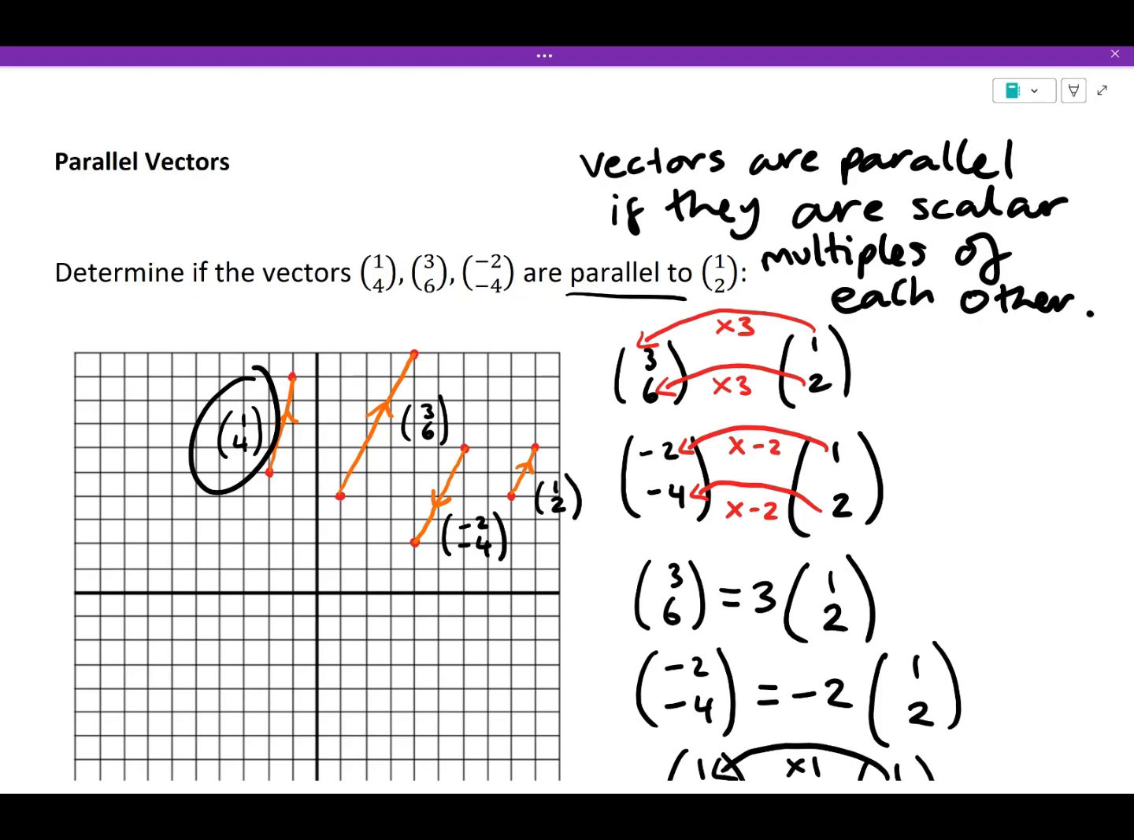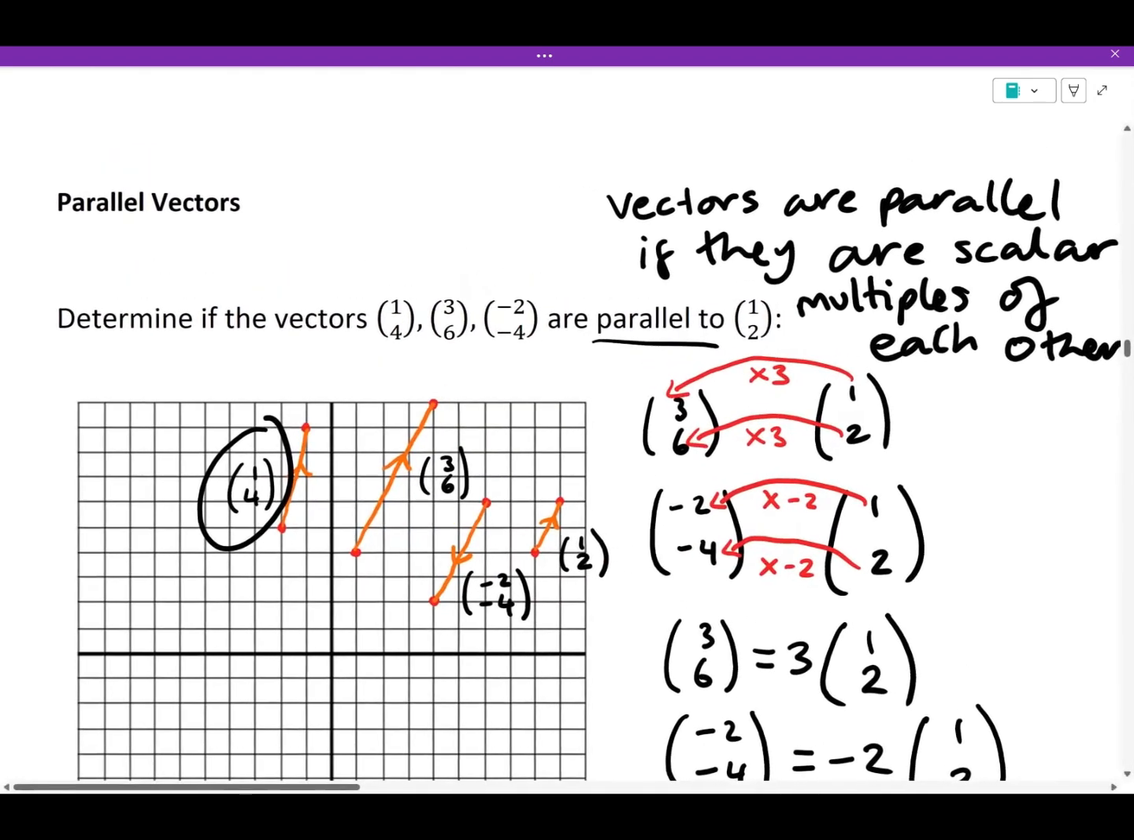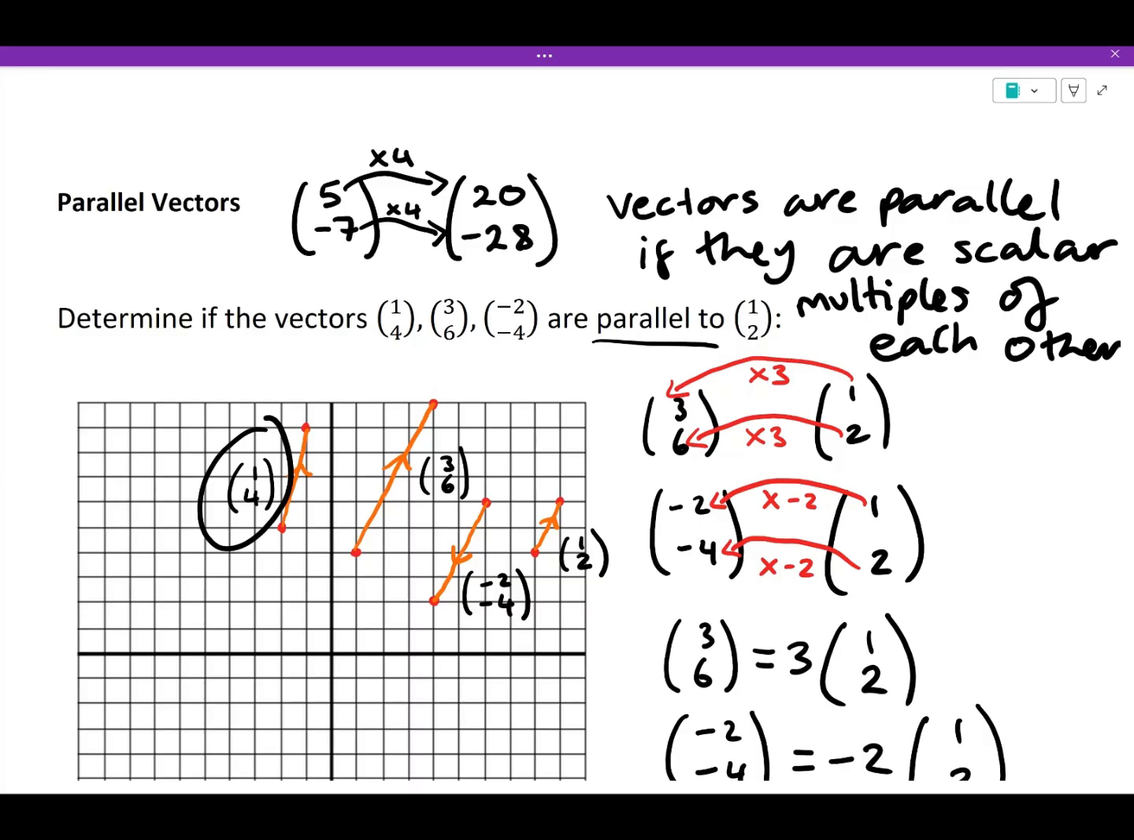So what this means is if I gave you a random vector, we'll go with 5, -7. If I asked you to state a vector which is parallel to this one, all you would do is multiply both components by the same number. So let's just go with 4. If I multiply by 4, I would get 20. And then if I multiply by 4, I would get -28. Okay, so these two vectors are parallel to each other.